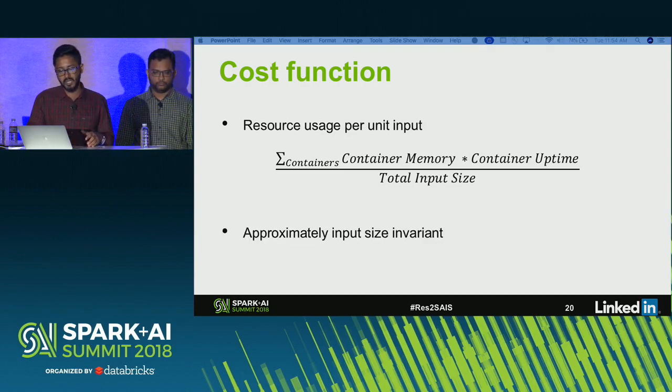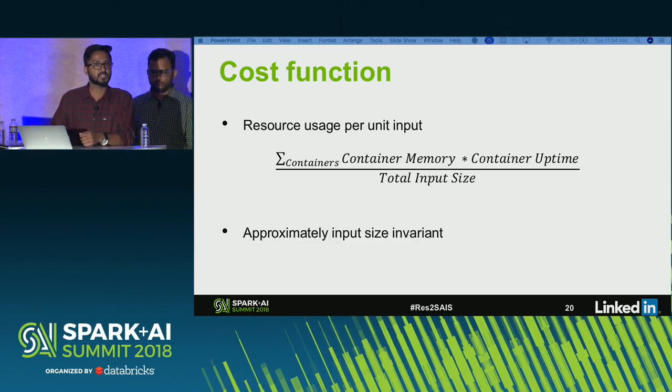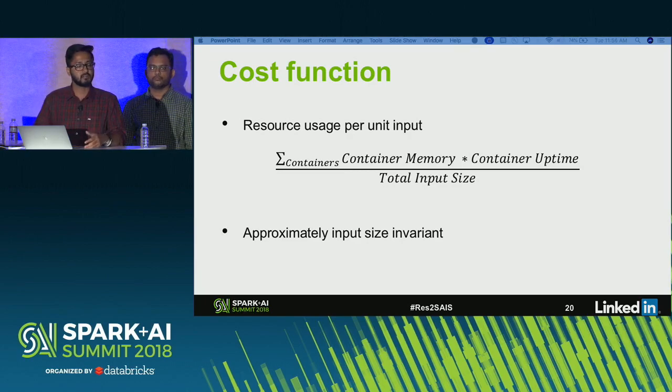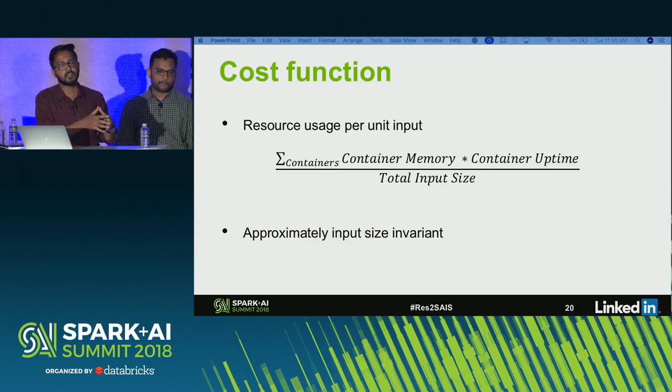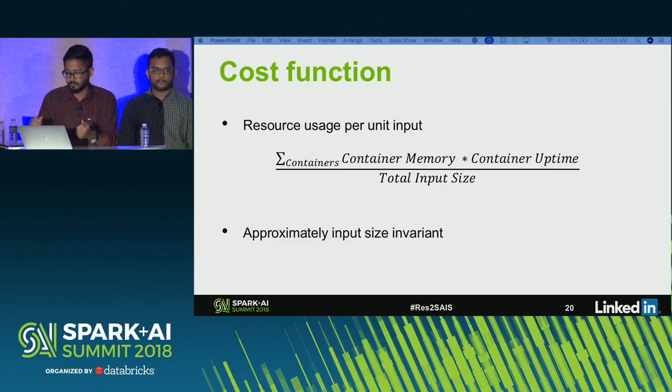The rationale behind dividing it by the input size was that we wanted the cost function to be input size invariant. Basically, we do not want the goodness of a parameter configuration to be dependent on how much input size it ran with. So since the numerator had a dependency on the input size, we tried to normalize it.